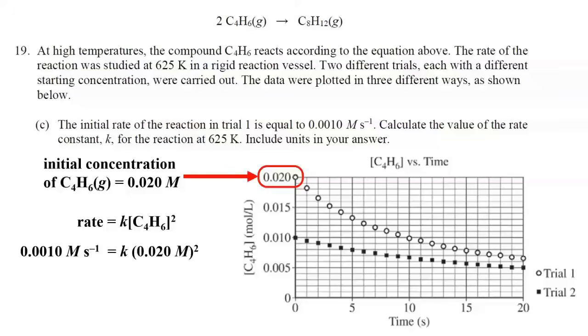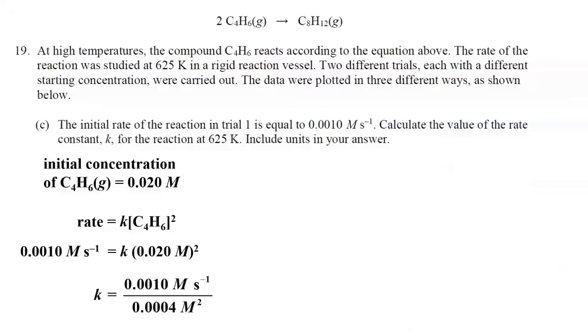So the rate that they gave us in part C is 0.0010 molarity per second. The rate constant is unknown. That's little k. And then we have 0.020 moles per liter. That's the initial concentration, and that's squared because it's second order. So I'll do this math. And when I do 0.0010 divided by 0.02 squared, what I get for my answer is 2.5.